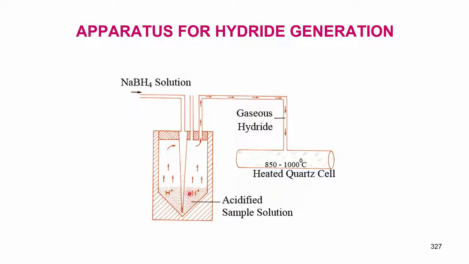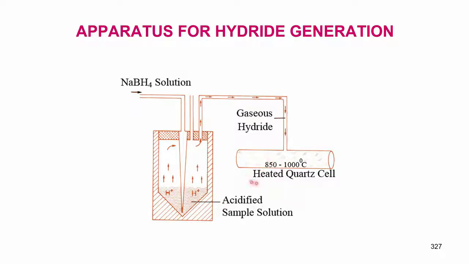And then this nitrogen will be pushing out the hydrogen or hydride from the liquid, which will be carried over into a T tube. This is the T tube, and gaseous hydrogen is transported mechanically into the T tube. This T tube is introduced into the optical path of the hollow cathode lamp, inside the flame. That means you need the flame also.